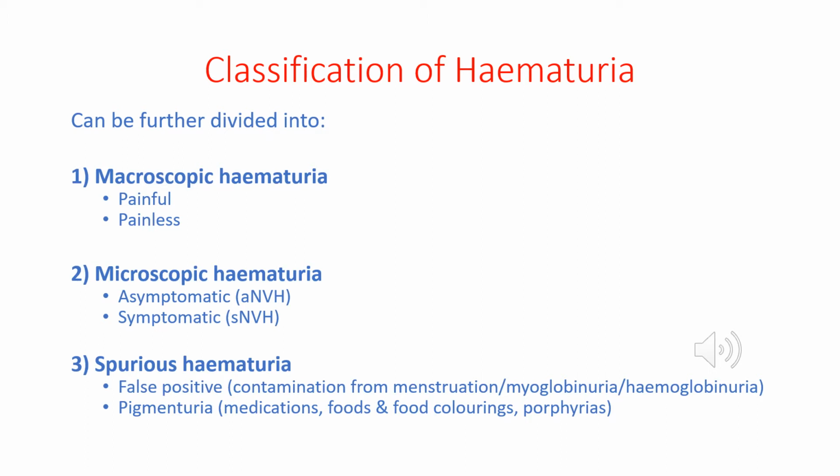This can be further divided into painful and painless macroscopic haematuria, asymptomatic and symptomatic microscopic haematuria, and there is also a category referred to as spurious haematuria. These can be false positives, for example contamination from menstruation, and can be due to pigments such as those found in certain medications and foods.